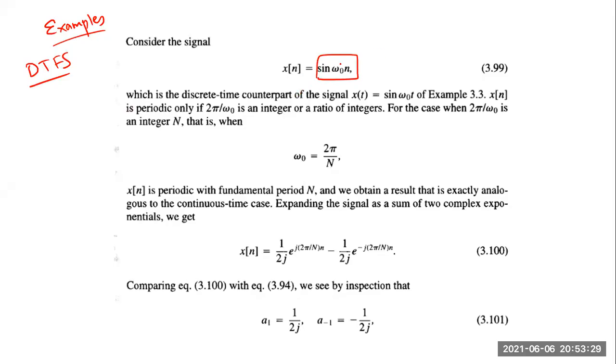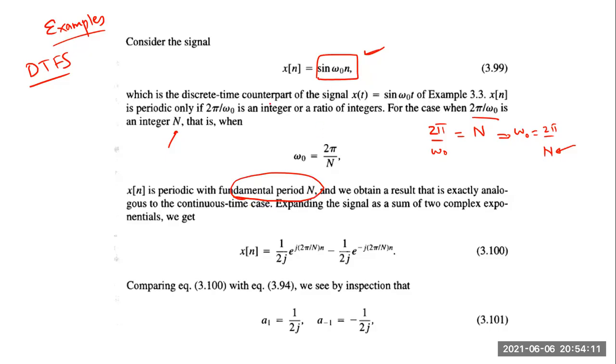Now we already know that this signal may or may not be periodic, and the condition that this signal must satisfy is, let's consider the first case. This signal will be periodic if 2 pi by omega naught is an integer. So if 2 pi by omega naught is equal to an integer, then this signal will be periodic. So from this equation, we can see that omega naught comes out to be equal to 2 pi by capital N, and this capital N is the fundamental period.